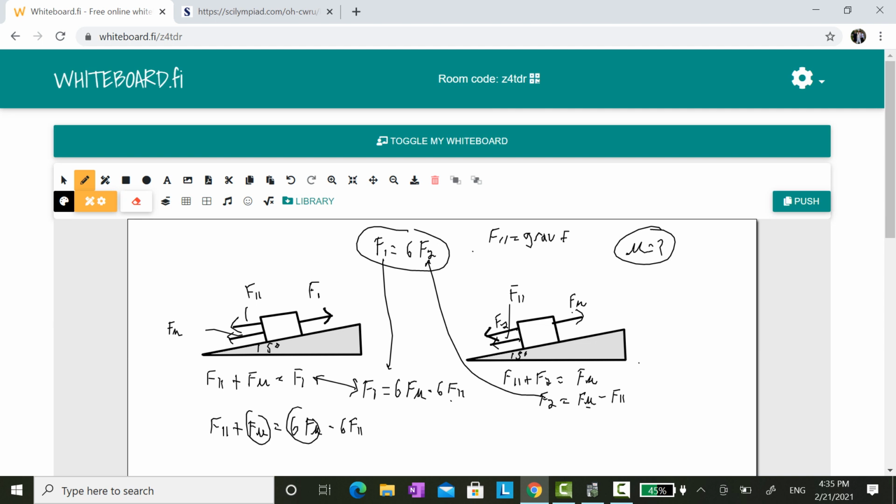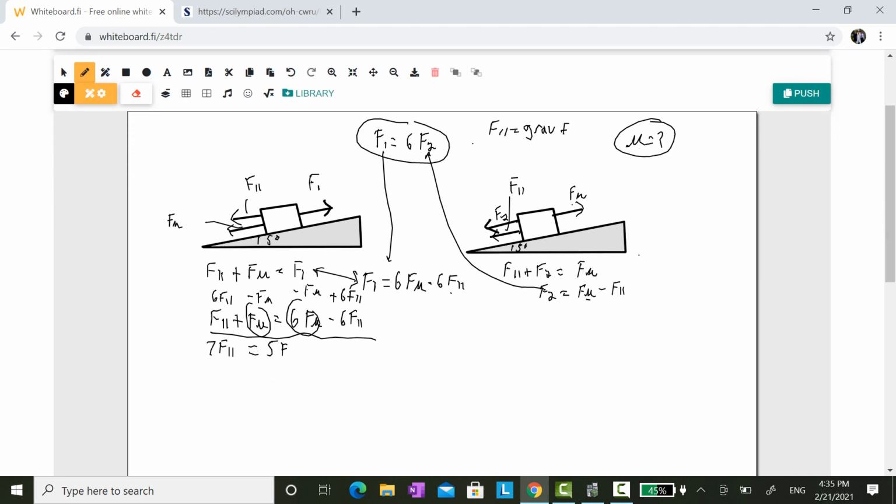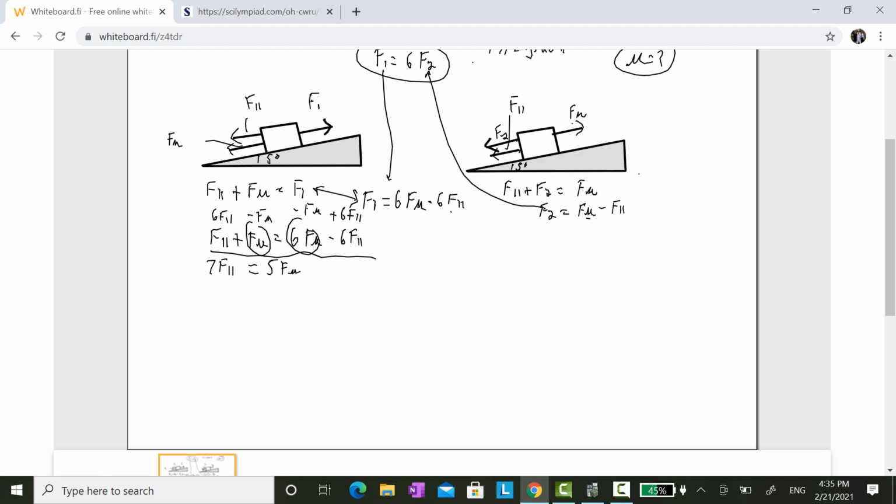Let's go ahead and do algebra here. If we subtract F mu from both sides and add 6 F parallel to both sides, I'm just basically doing algebra here, and I'm going to get 7 F parallel equals 5 F mu. So I'm going to switch it around: 5 F mu equals 7 F parallel. So F mu is equal to 7/5 F parallel. Okay? So now, what is F mu and what's F parallel?